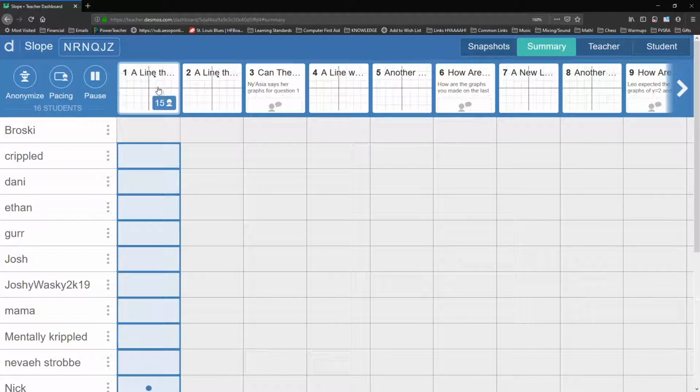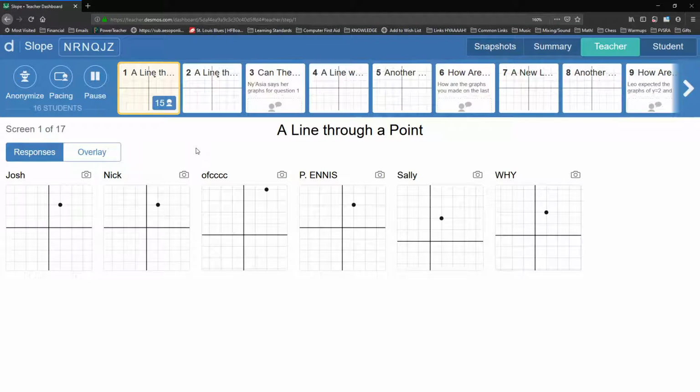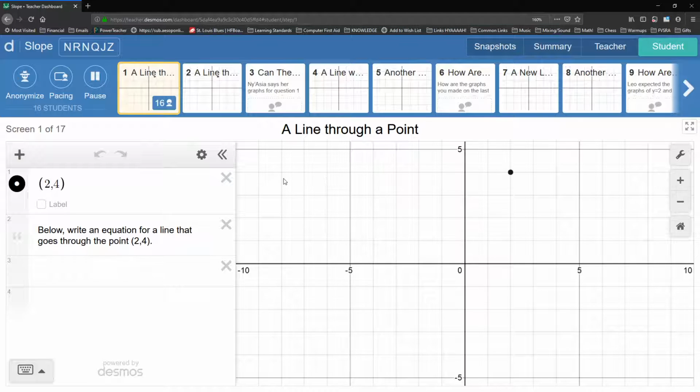All right, so we're on slide number 1. We got Broski in there as well. A line through a point. It says below, write an equation for a line that passes through (2, 4). So any line that goes through (2, 4), right? How many different lines go through one point? A lot. Here's a point, here's a line that goes through it.